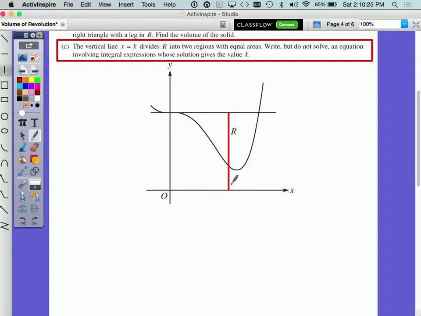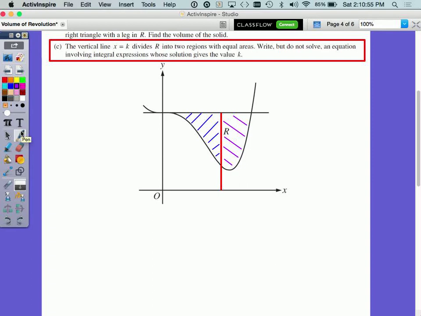And what we're trying to do is slice this area in such a way that the area on this side, whatever that area is, would equal the area on the other side. So the idea, if we've done this correctly, is that the area of the blue region should be exactly the same as the area of the purple region.